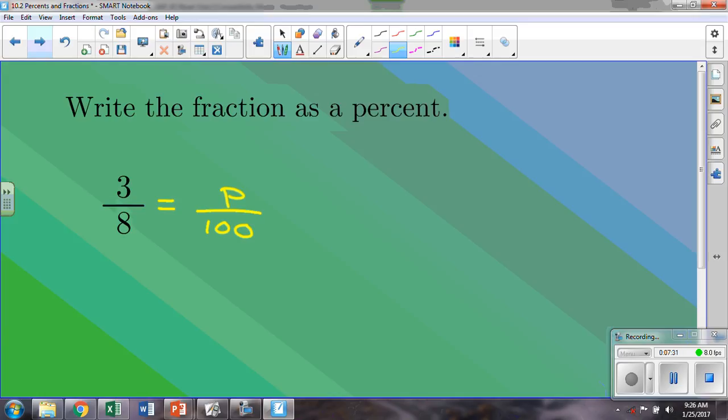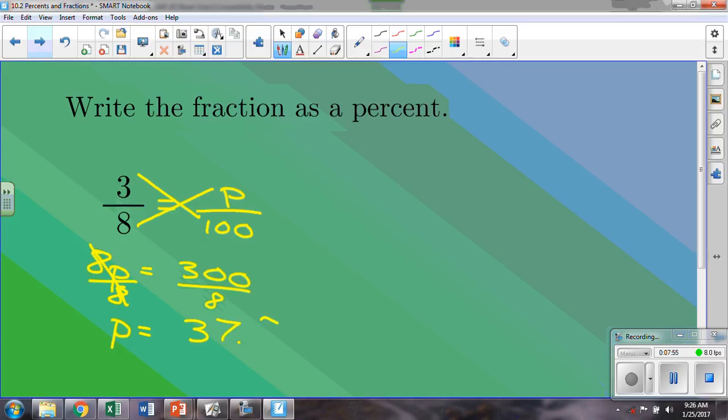Okay, using cross multiplying then, 8 times p, 8p. 3 times 100, 300. Divide out by 8. And even if you're going to use a calculator, 300 divided by 8, that will equal 37.5. So we have 37.5%. Done.